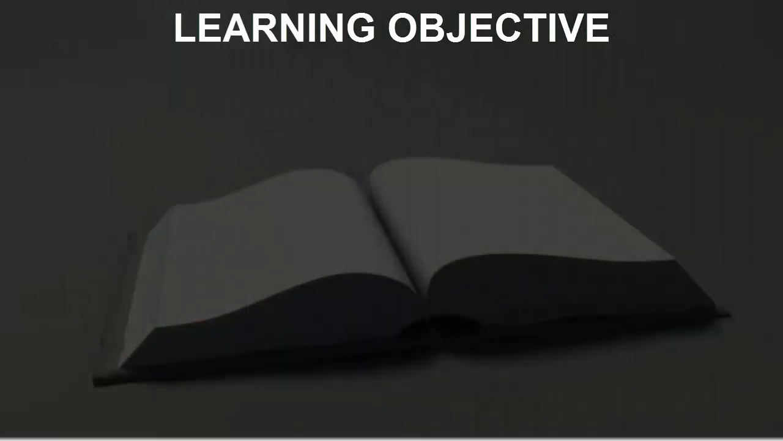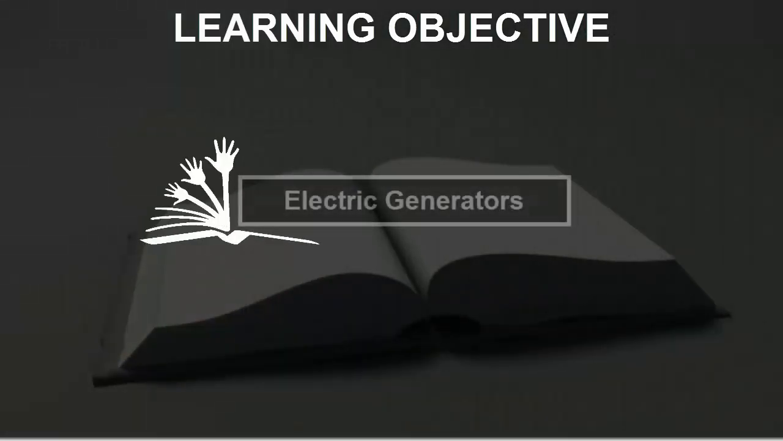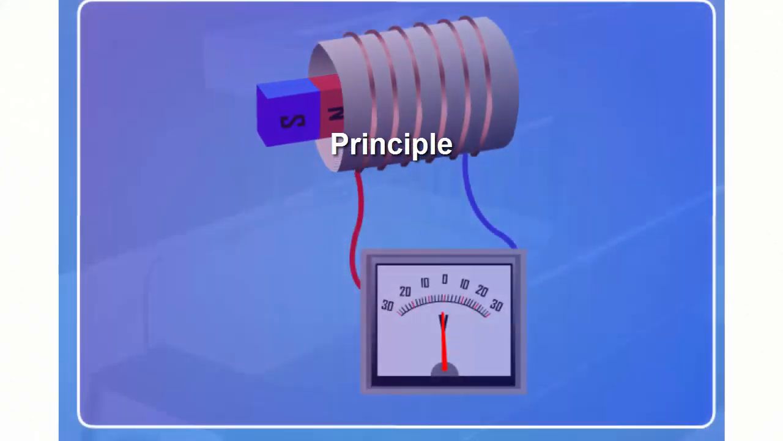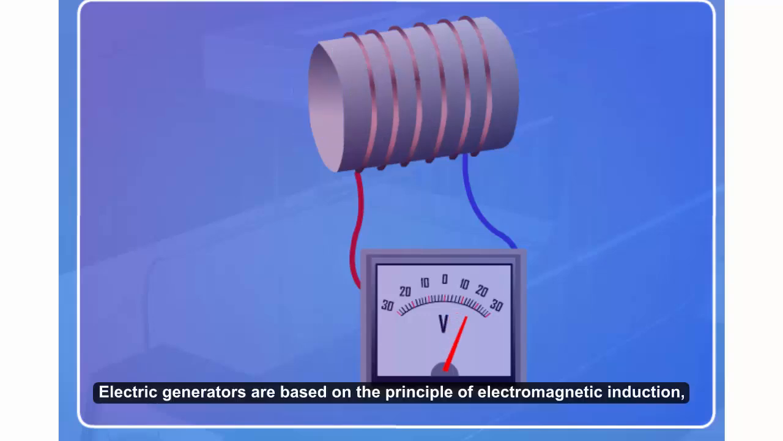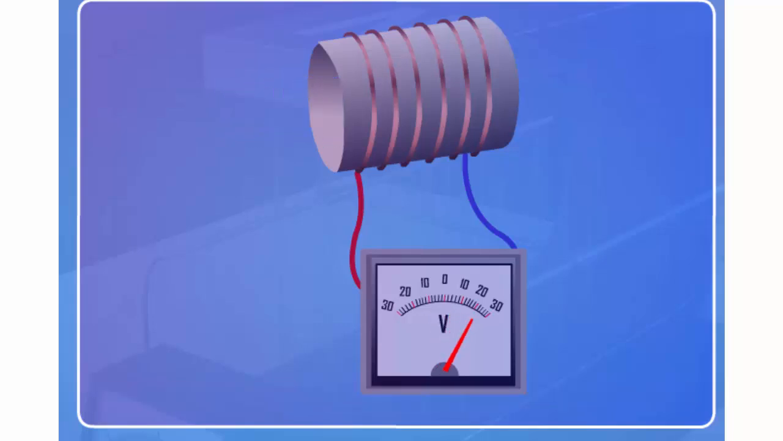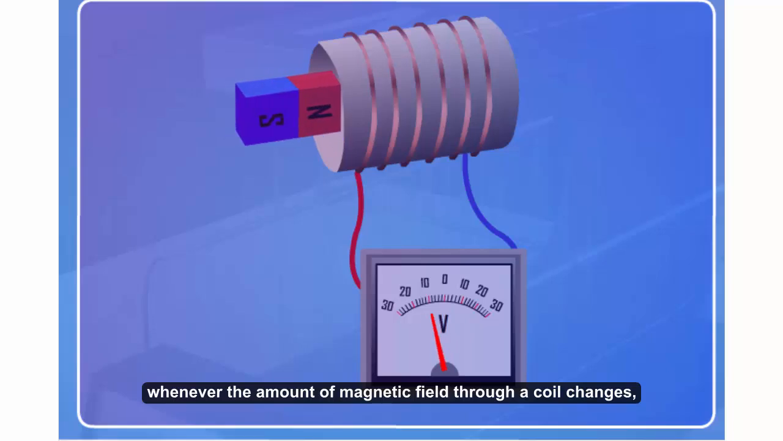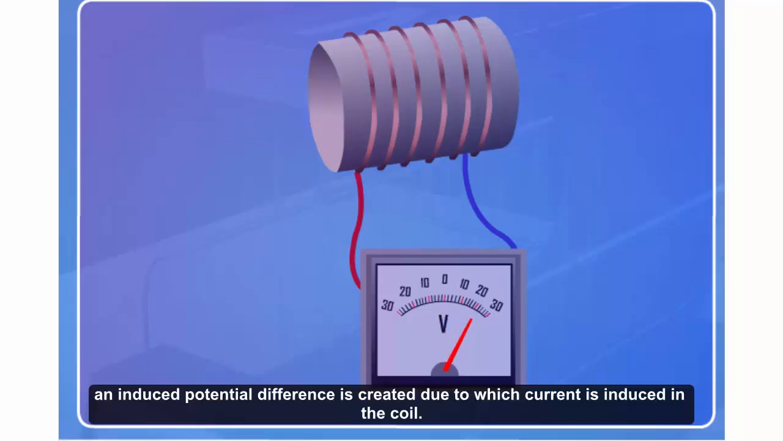In this module, we will learn about electric generators. Principle. Electric generators are based on the principle of electromagnetic induction, which means whenever the amount of magnetic field through a coil changes, an induced potential difference is created, due to which current is induced in the coil.